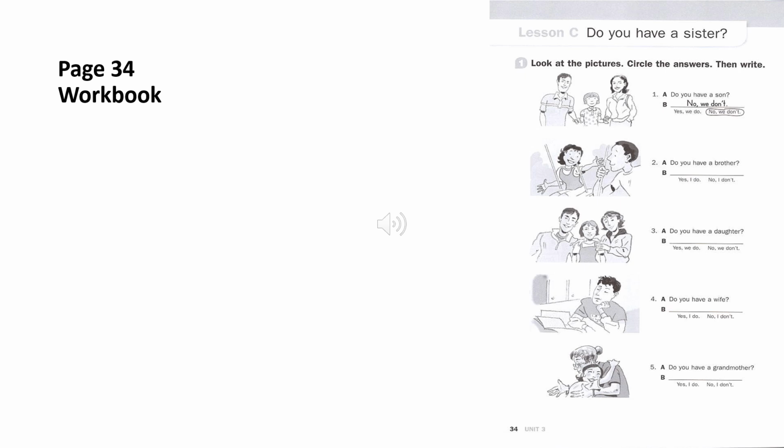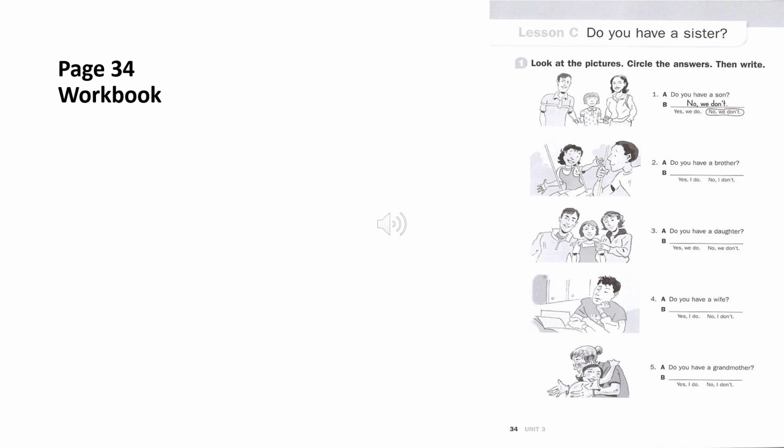Look at number 2. Do you have a brother? It's a girl and a boy, so what do you think the answer is? 3. Do you have a daughter? It's a mother, father, and a little girl, so do you have a daughter? Look at 4. Do you have a wife? It's just a man there by himself. So what is the answer?